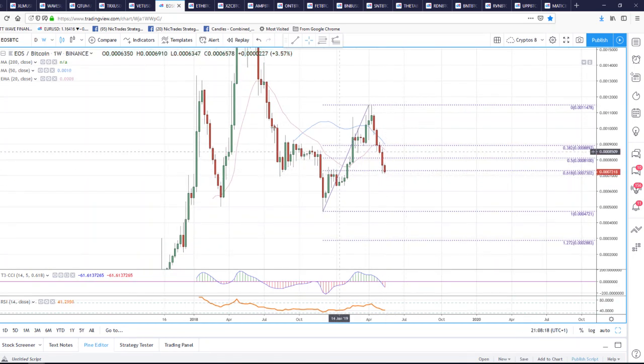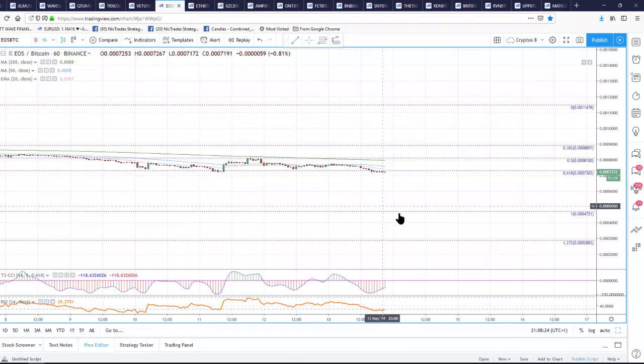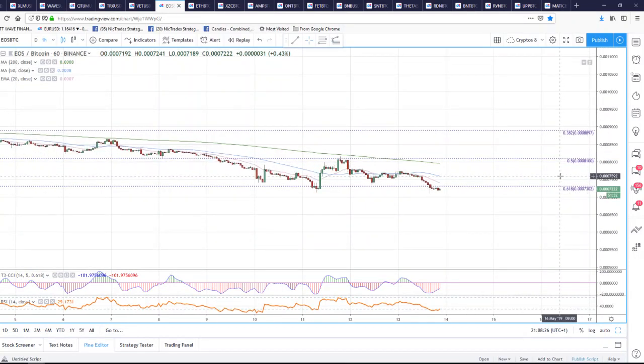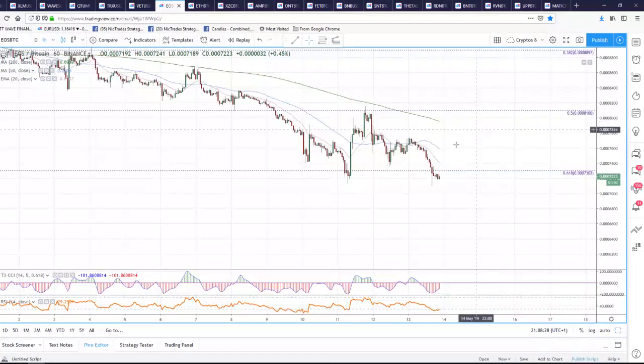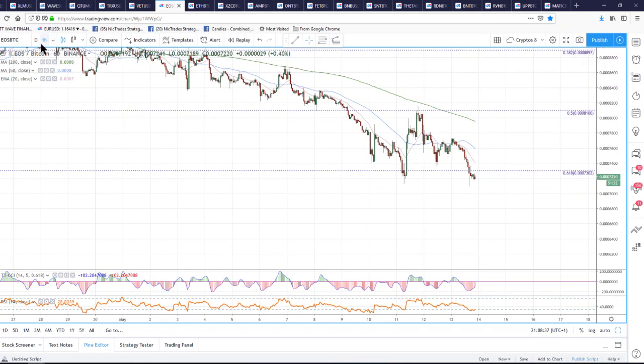You know, we want to see these lows hold, I think, or it really is going to be time to get out of EOS. And maybe if you really can't bear Bitcoin, then go to Tether. So if these previous lows don't hold at this 618 level, it's time to get out.